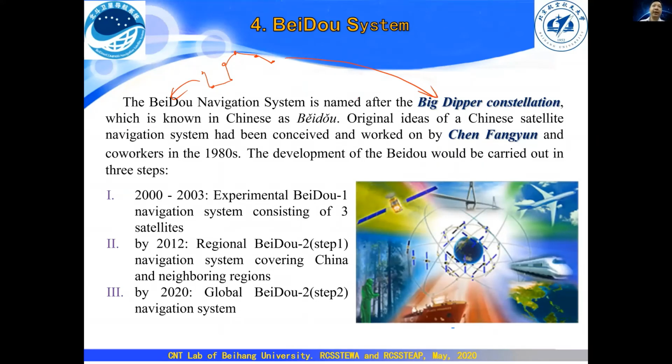The original idea was conceived by a Chinese scientist called Chen Fangyun and his co-workers in the 1980s. After that, they began to put it into practice. From 2000 to 2003, there was the experimental Beidou 1 with 3 satellites. By 2012, Beidou 2 stepped toward global coverage. But then by 2020, sorry, this is Beidou 3, Beidou 3 with global coverage.